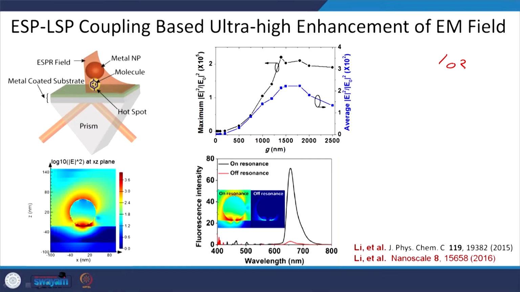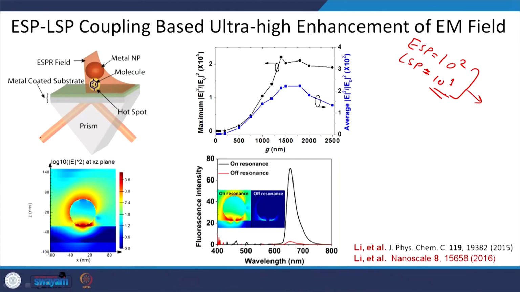ESP-LSP coupling based enhancement. Till now we studied that if you have surface plasmons, you can enhance the electromagnetic field on the surface up to the order of 10 to power 2. If you have localized surface plasmons, it had about 10 to power 3 kind of field enhancement in its vicinity. Now, if you want to couple them together so that this multiplies, the idea is to enhance the electromagnetic enhancement further by coupling between extended plasmons. So, in this kind of structure, these are extended plasmons coupled to localized plasmons.